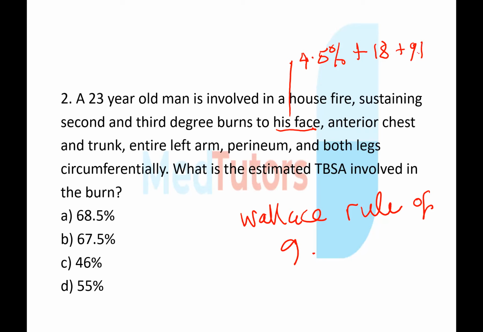The perineum will give you 1%, and both legs circumferentially. So you add, this should be both lower limbs, okay, will give you 18%. And if you sum all these, it will give you 68.5%. So what you need to know is to understand how to use the Wallace rule of 9 in calculating the total body surface area.